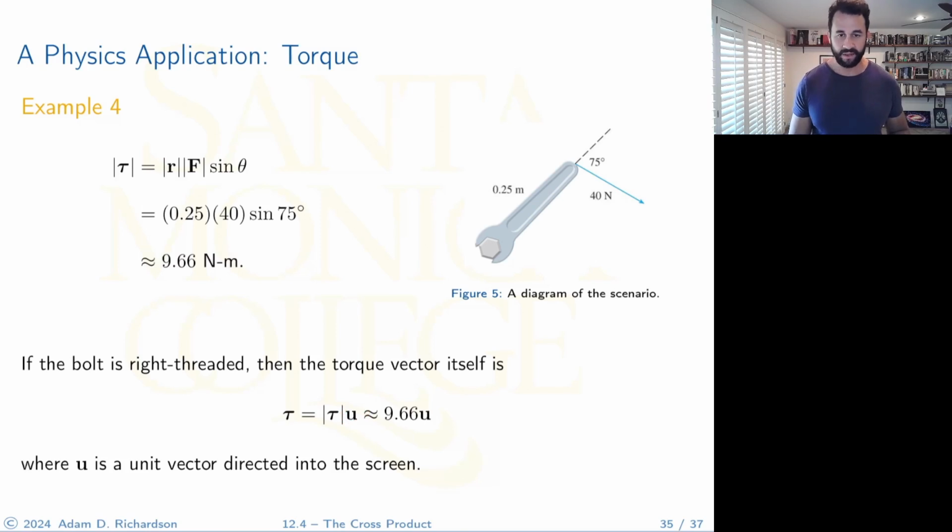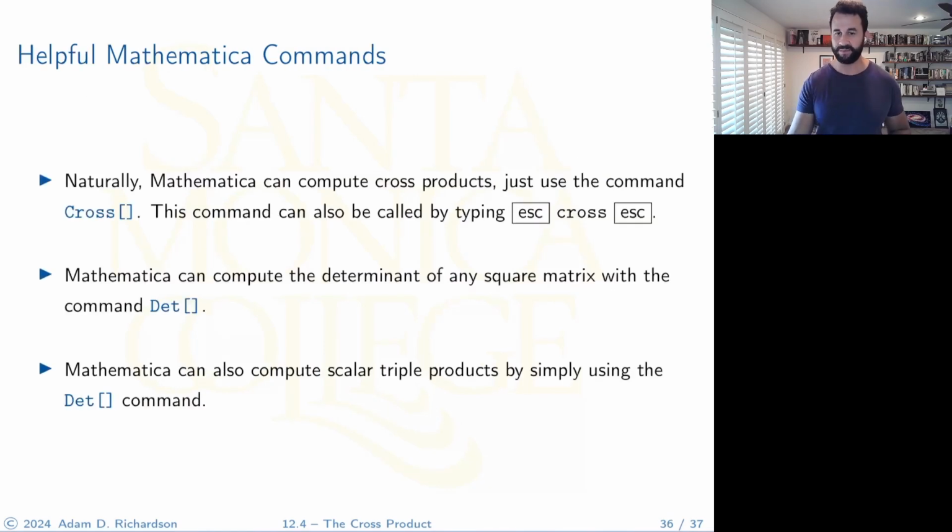Now, there's a lot of different formulas involving the cross product. So this is a good time to think about how technology can help us. Well, the good news is Mathematica naturally can compute cross products. You just use the command Cross, or you can call that command by typing escape, cross, and then escape again. Mathematica can also compute the determinant of any square matrix using the command Det.